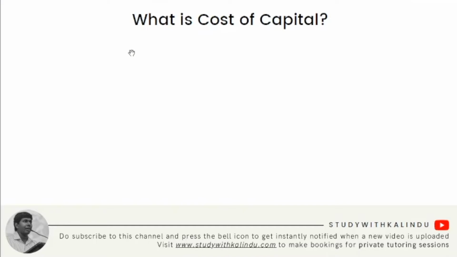Now let's look at cost of capital. So weighted average is already looked after. Now we are looking at cost of capital.